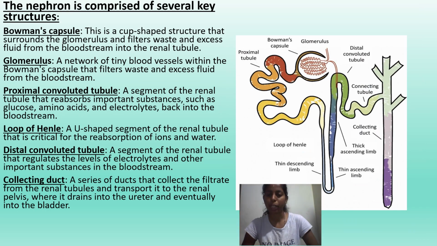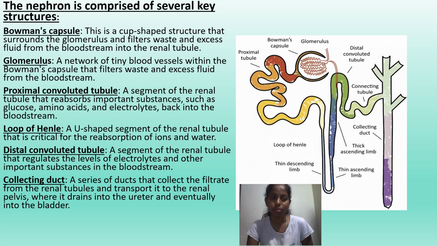Let's move on to the main part of the kidney. Here we can see the structure of it. It consists of Bowman's capsule, glomerulus, proximal convoluted tubule, loop of Henle, distal convoluted tubule, and collecting duct. And let's see the functions one by one.